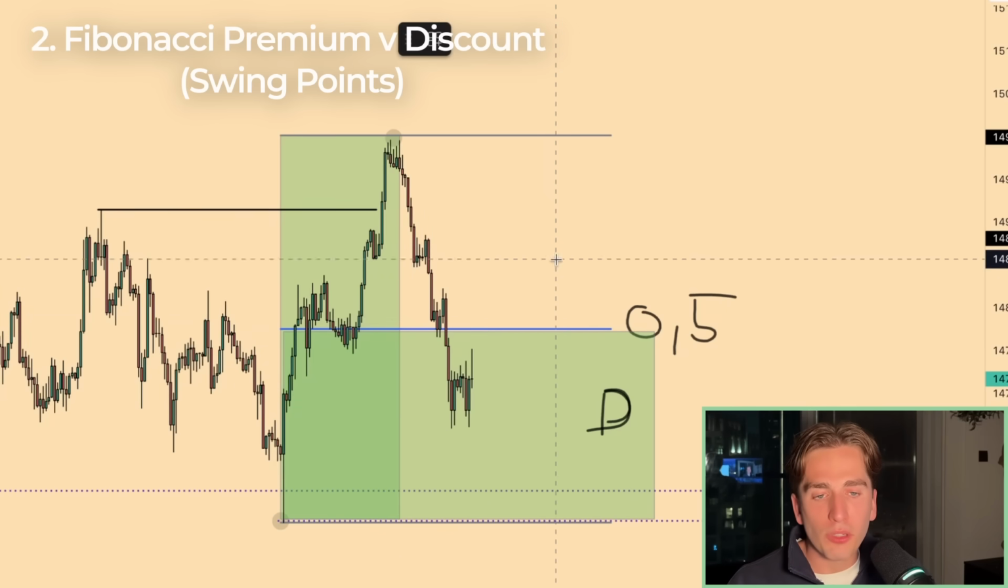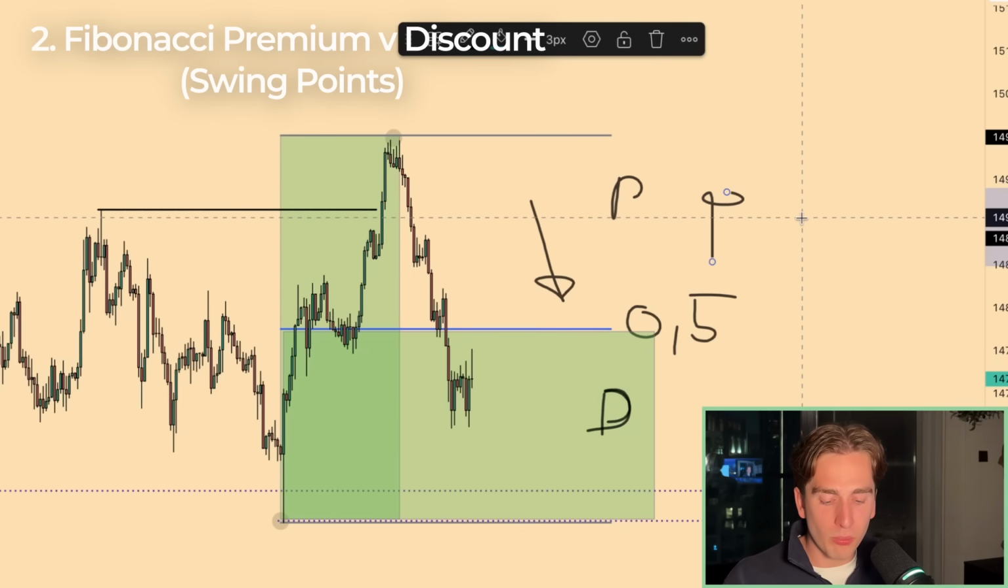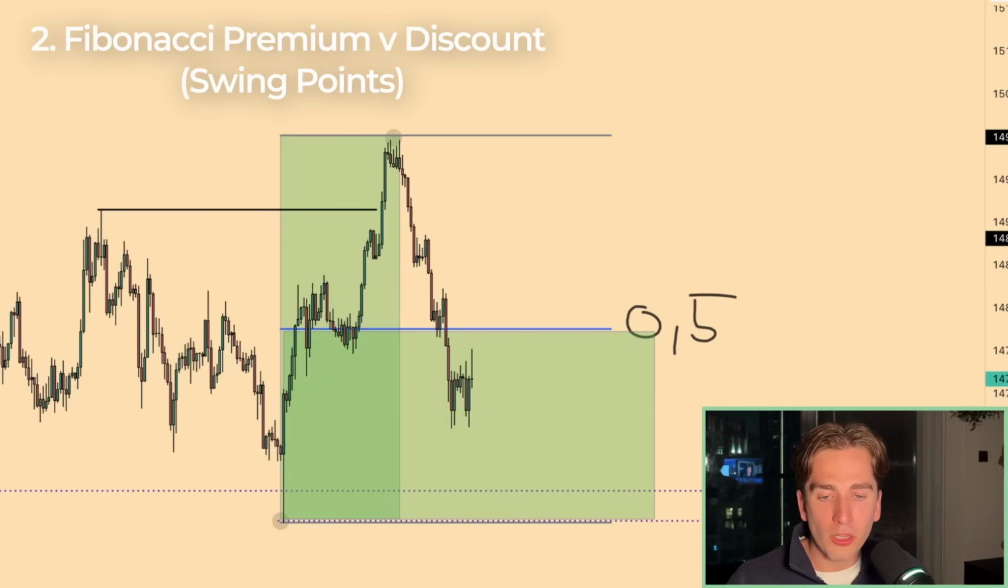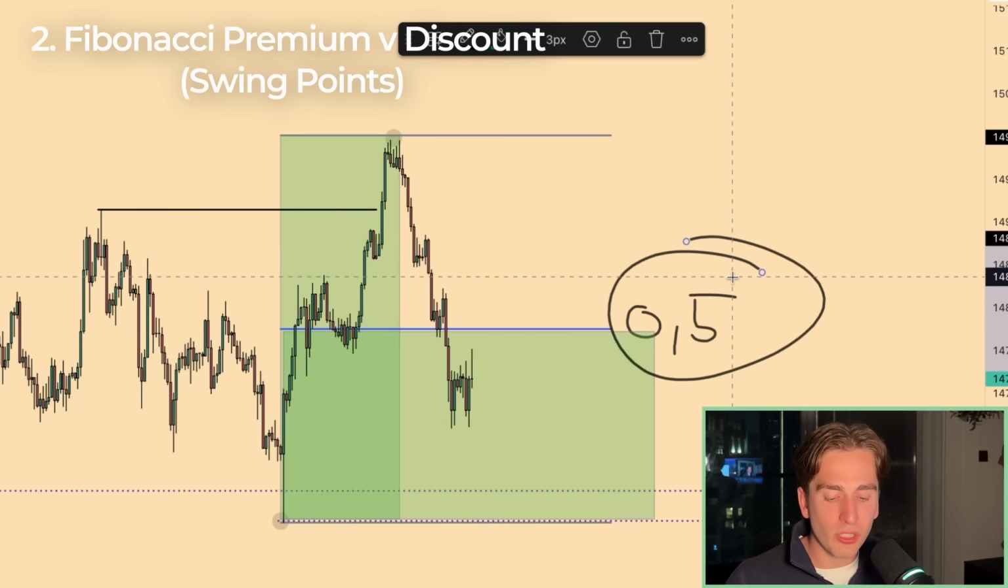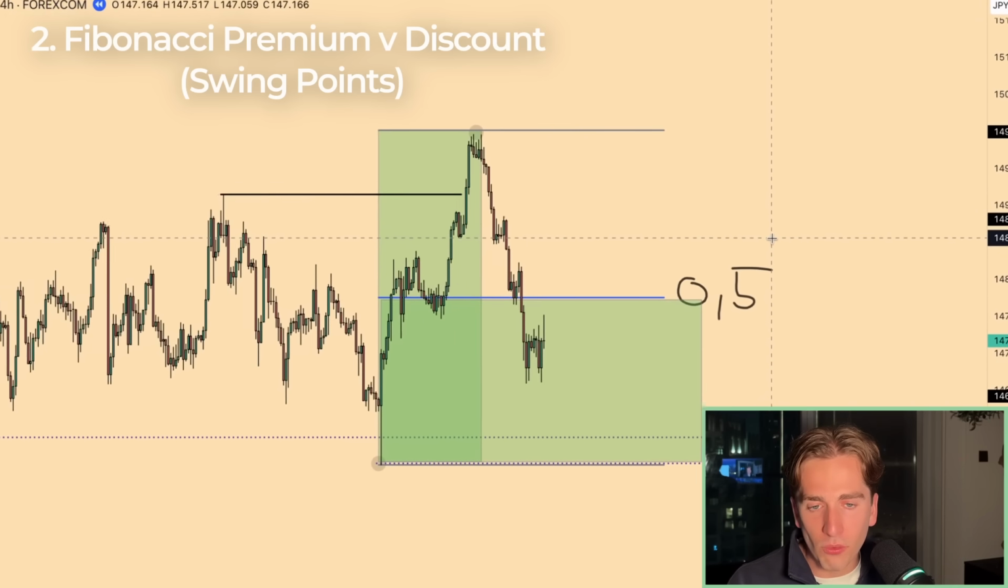And we always look for longs within the discount area back in towards the upside. And the same goes for a short position. We look for shorts from premium, so everything above the 0.5 fib. Now, in this situation, we're looking for longs because market structure is bullish and the market has now retraced below the 0.5 fib.